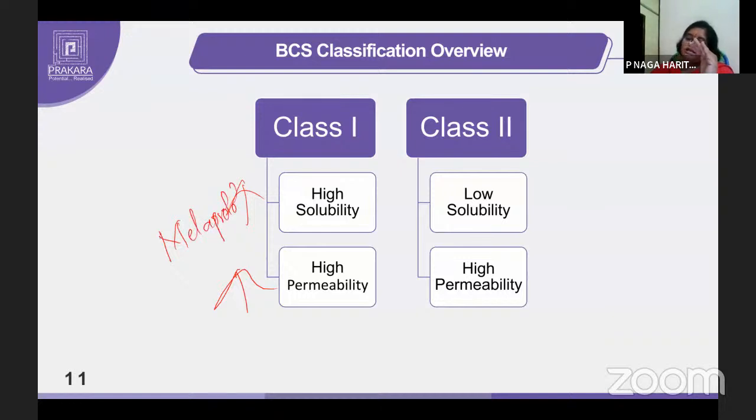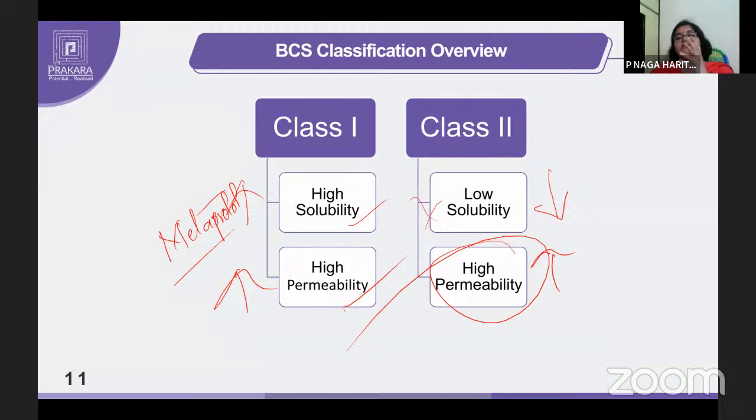Metoprolol belongs to class 1 of the drugs, whose solubility and permeability are high. We do not have any bioavailability problems for these types of drugs. Coming to class 2, they have low solubility and high permeability. These drugs face dissolution challenges, but they have good absorption once they are dissolved, because their permeability is high and only the solubility is low. Till it undergoes dissolution, there will be a problem, but once it is dissolved, it will have better absorption.